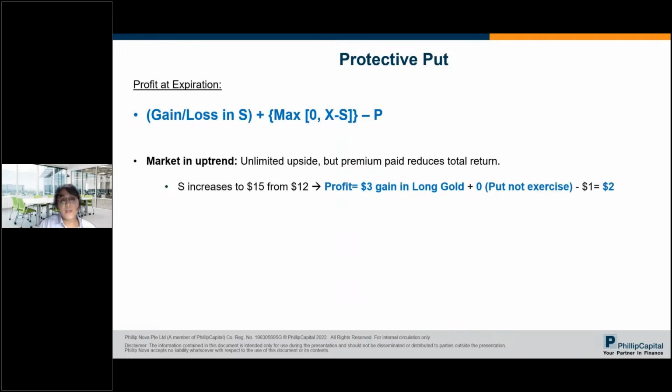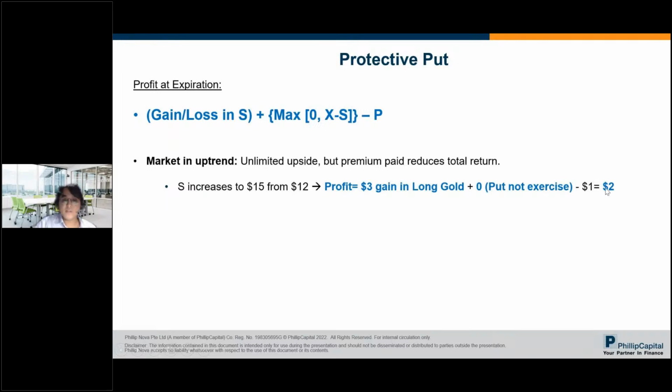So let's see what happens. Let's say the market is in an uptrend. The underlying price of gold increases to $15 from $12. The profit you gain will be $3 in your long gold position, because you take 15 minus 12, you get 3, and your put payoff will be 0 because you can simply not exercise it, because again, for a put option, if the prices increase, it's out of the money. And then you have to minus the $1 that you're paying for the put premium. The ultimate profit that you'll get is $2.